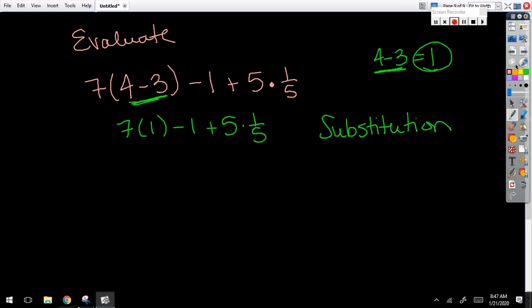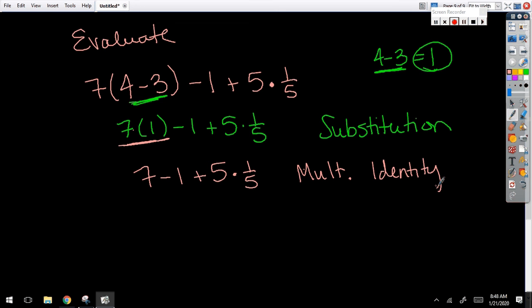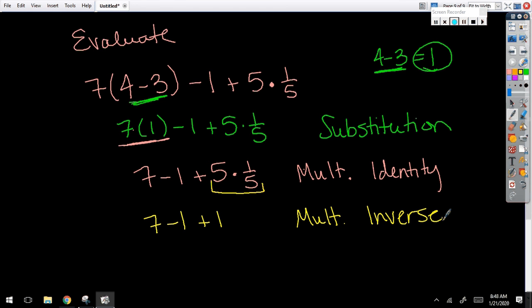All right, what do you see that we should do next? So multiplication left to right would come first. So here, 7 times 1, what property is that? Multiplicative identity. I'm going to just put an abbreviation here. Multiplicative identity. What now? You should multiply. That's exactly right. What is 5 times 1/5? 1. What property? Multiplicative inverse. Good job.